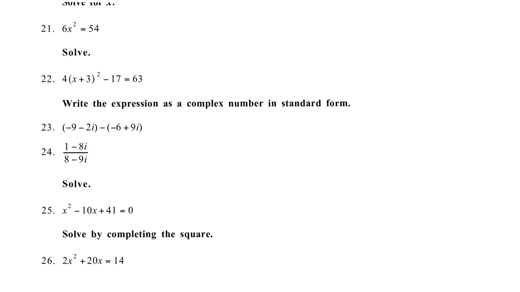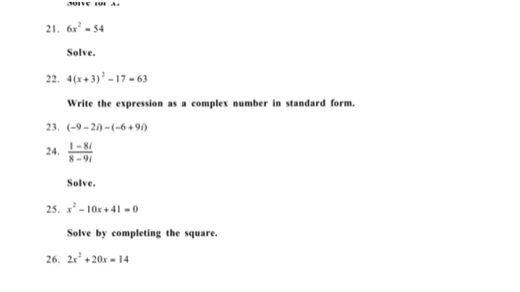So number 21, solve 6x squared equals 54. This is an x squared equal to a number. There's no b term, so I can solve using algebra. I'm going to divide by 6. So x squared equals 9. Square root both sides. Don't forget your plus or minus. So x equals plus or minus 3. Remember that an x squared should always have 2 answers. An x cubed should have about 3, unless you have double roots, so pay attention to that.